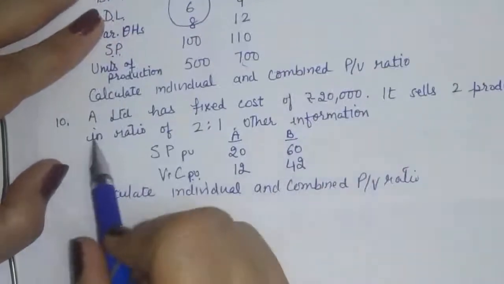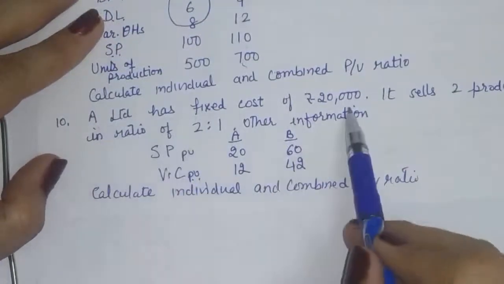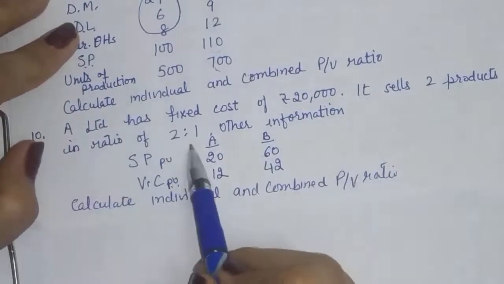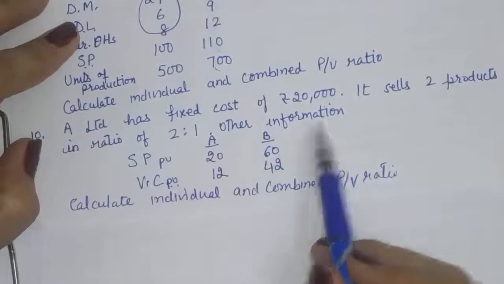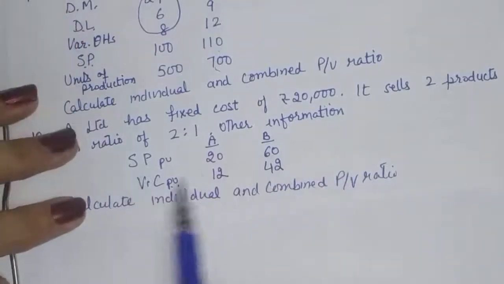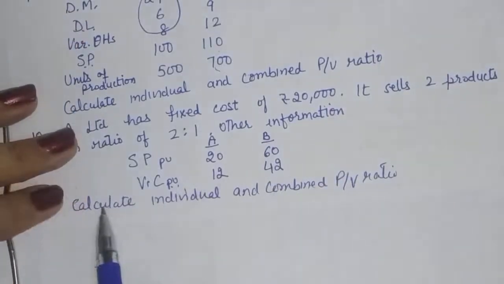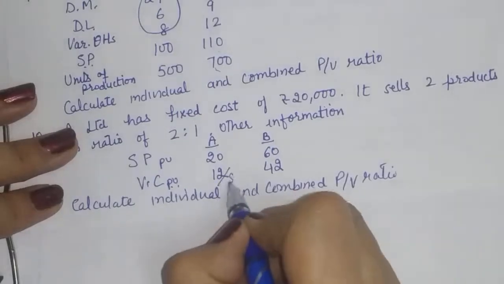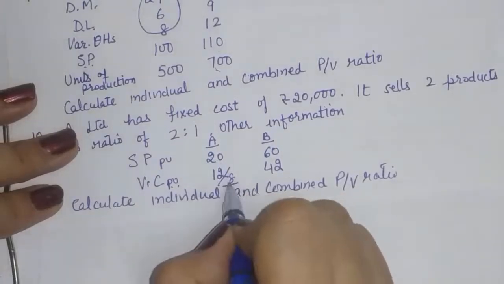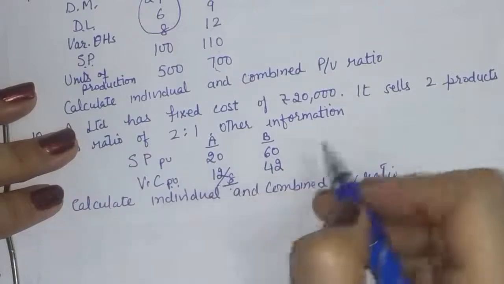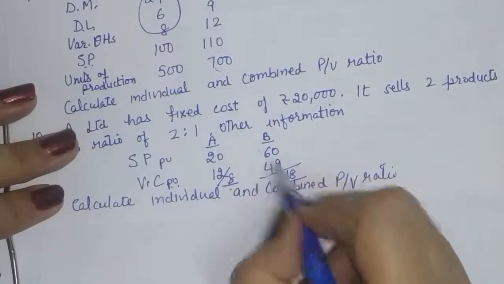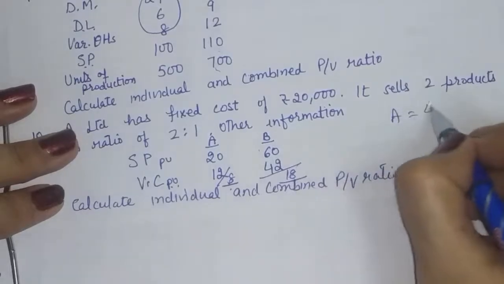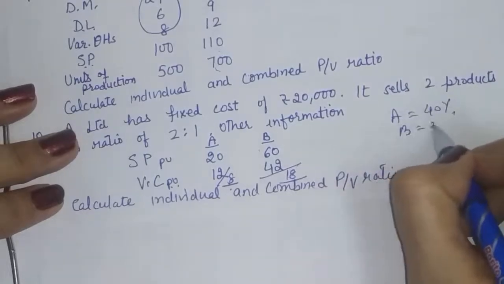Likewise in this problem also, A Limited has a fixed cost of 20,000. It sells two products in the ratio of 2:1, right? Now you have selling price, variable costs for both given. Calculate individual and combined PV ratio. Now individual ratio can easily be taken. This is going to be 8 upon 20, 40%, and this is 18 upon 60, that is 30%. So for product A it is 40%, for product B it is 30%.